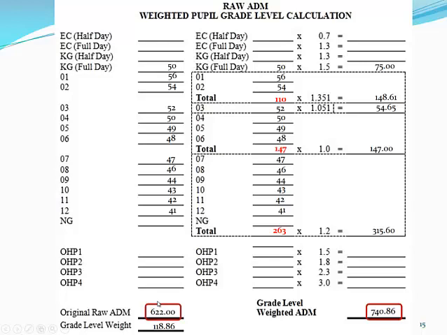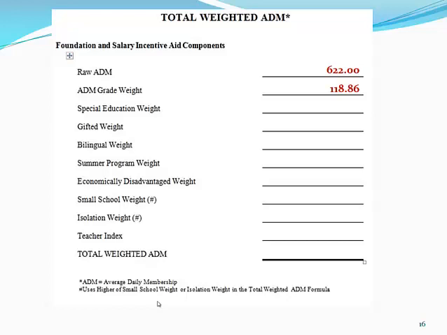Okay, so that's what we're doing here. We're subtracting the original raw ADM from our grade level weighted ADM, and we get our grade level weight of 118. So now we have numbers we can start inserting. 622 for our raw ADM, 118.86 for our ADM grade weight. And we can add them together. So this is going to be a running total until we get everything completed. So we have 740.86 students so far.